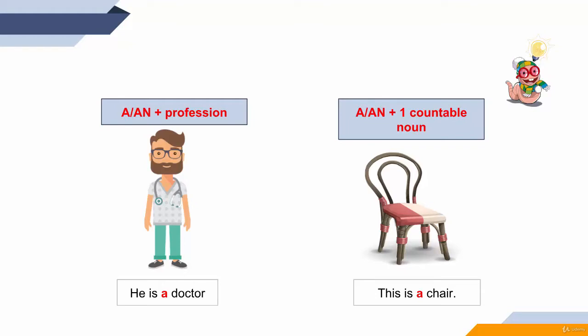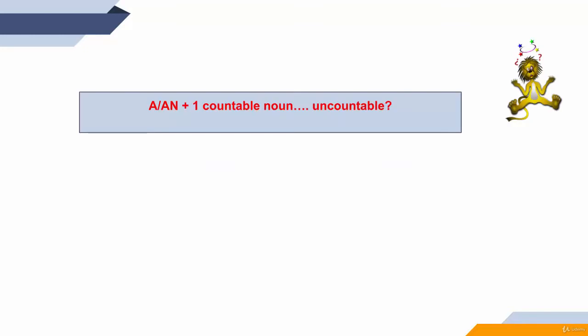The other situation, we use a or an with a countable noun, which is in singular, with one countable noun. For example, this is a chair. Good. But what will happen if we want to speak about uncountable nouns? Right? There is some logic. So till now, we spoke about countable nouns. One chair, one desk, one table.